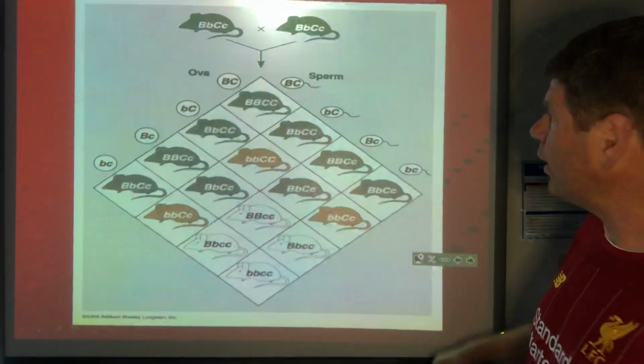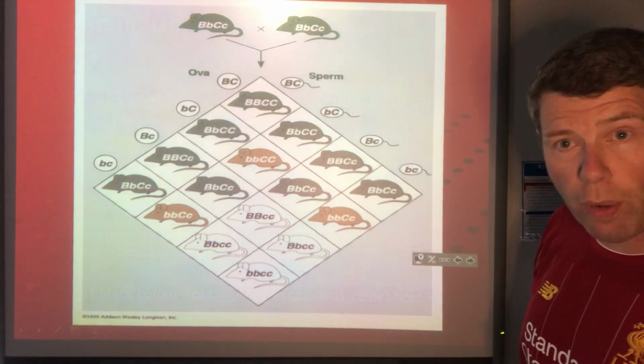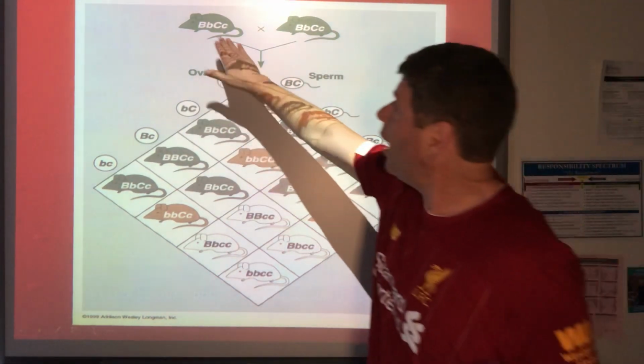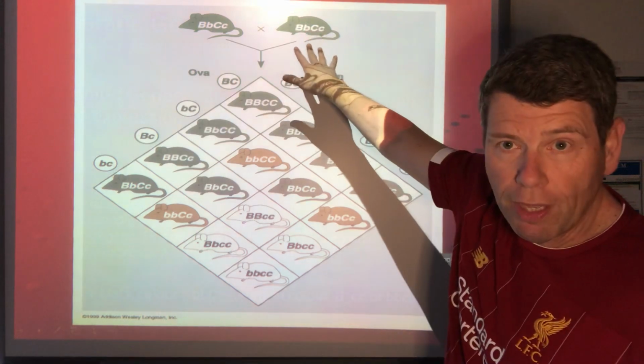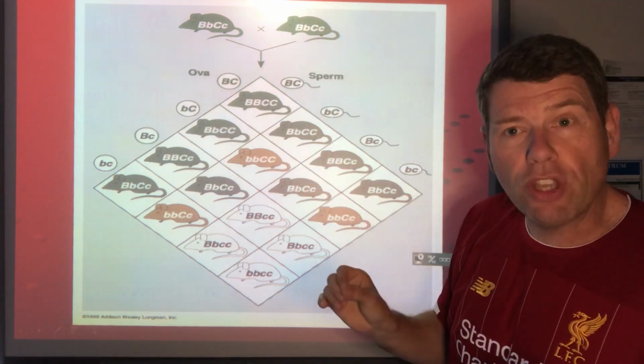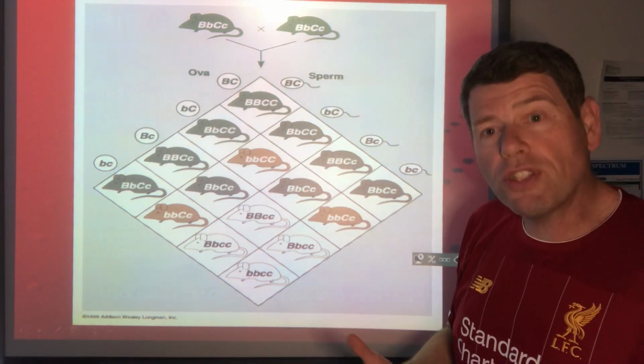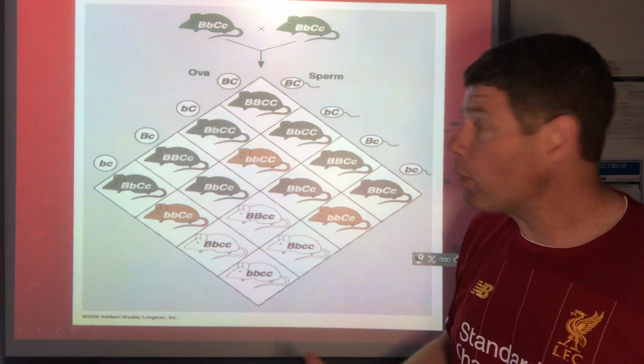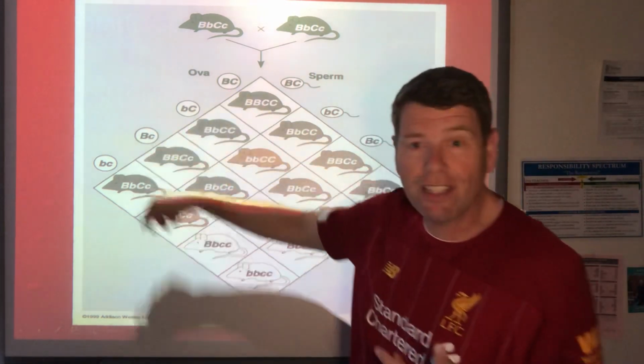Now, the next slide is going to allow us to see this done on a Punnett square. So let's say we had two black mice that are heterozygous for both alleles. So you know this is going to give us a 4x4 Punnett square with all those different possibilities of alleles in the gametes.